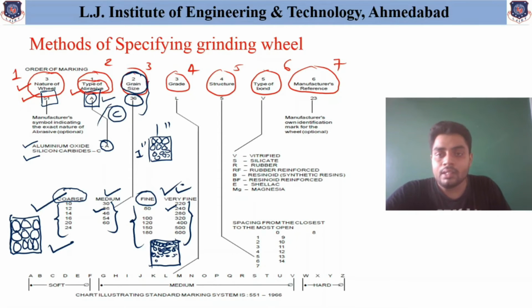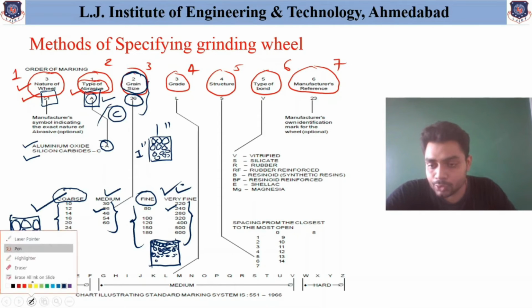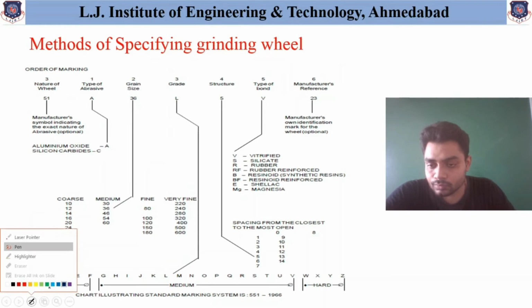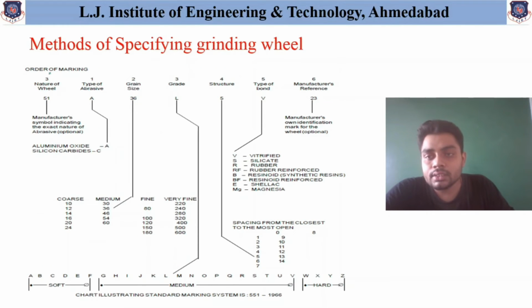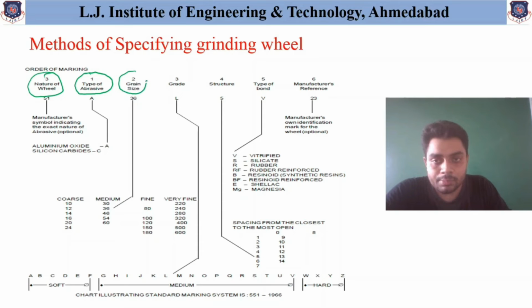So now I hope it is clear to you that the first number gives the nature of the wheel, the second number gives the idea about the type of abrasive or material used, and this third part gives the idea about the grain size.